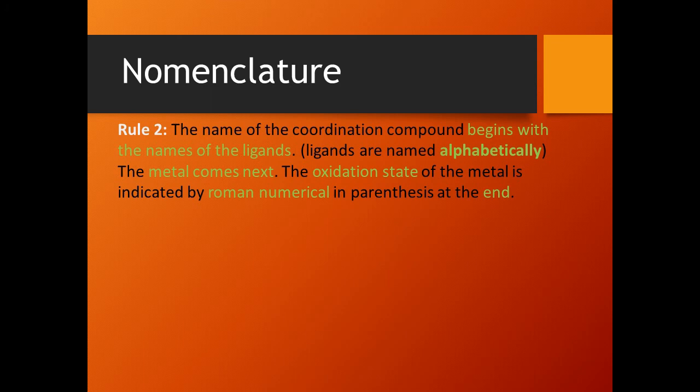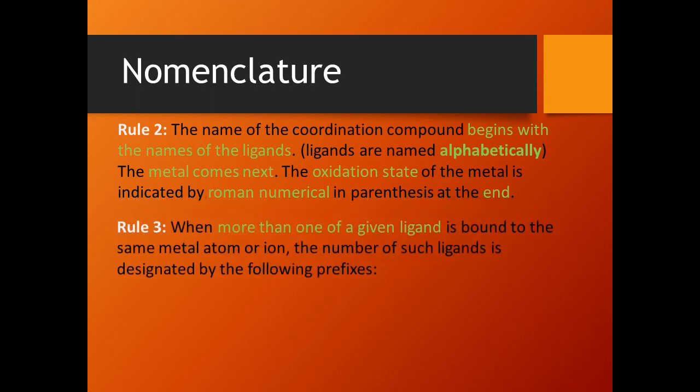The name of the metal atom comes next, and you have to find out the oxidation state of the metal, and this oxidation state is indicated by a Roman numeral in parentheses at the end.